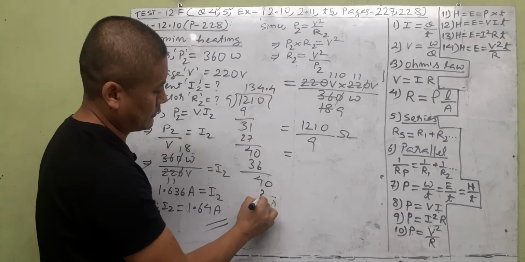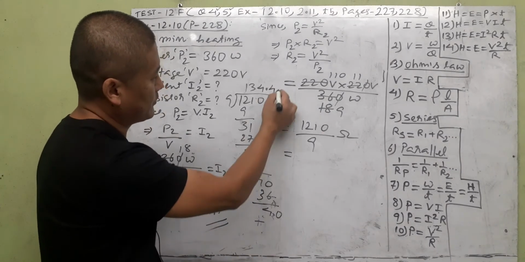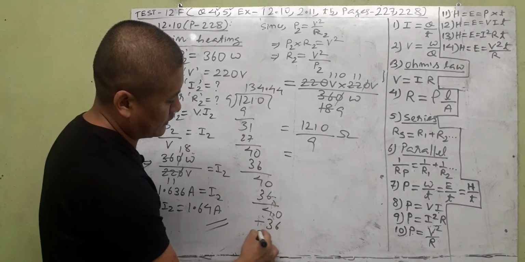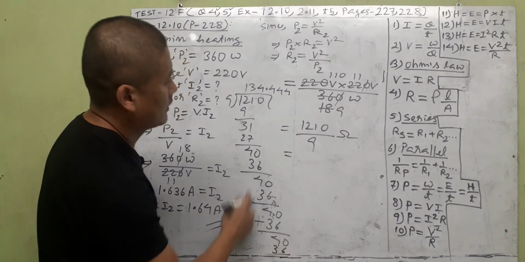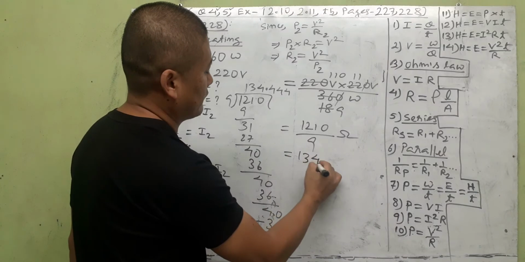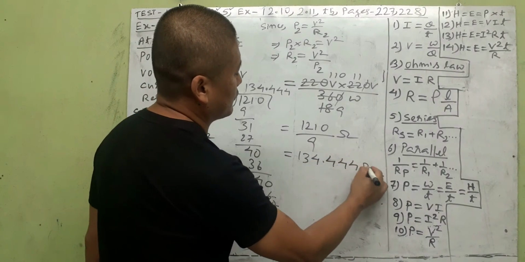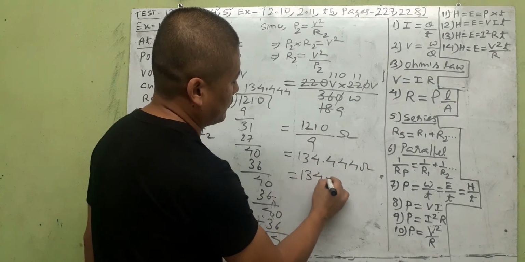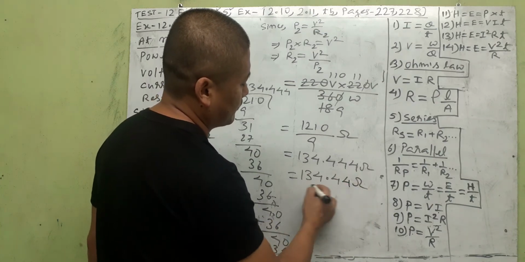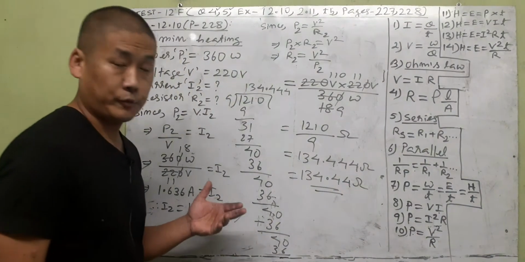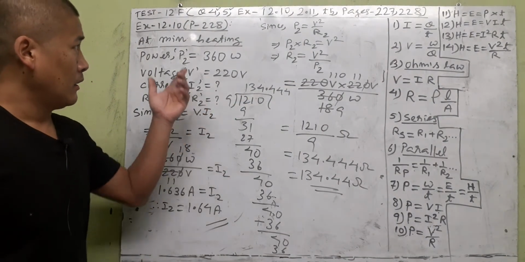4 sixes are 36, again 4 remainder, so the same number is repeating: 4, 36, again 4, 0. Up to the third place you can go like that. So we're going to get approximately 134.444 ohms, which is 134.4. The third place is less than 5, so the second place will not change this time. Approximately 134.44 ohms in the minimum heating.